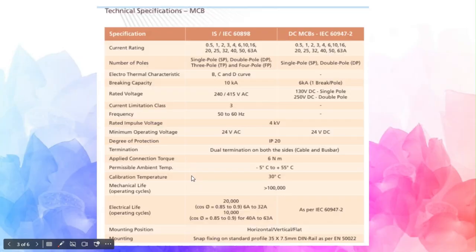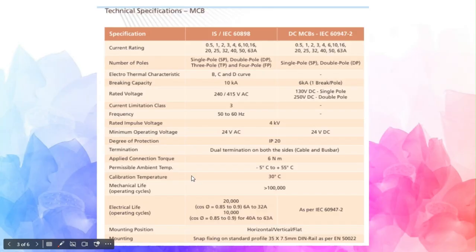Let us understand the specification of MCB. First is the current rating, and before that, the standards that are followed, not only in MCB, but in all low voltage circuit breakers. One is IEC 60947, and another is BSEN 60898. So the current ratings are from 0.5 to 63 amperes. So generally, these are the current ratings.